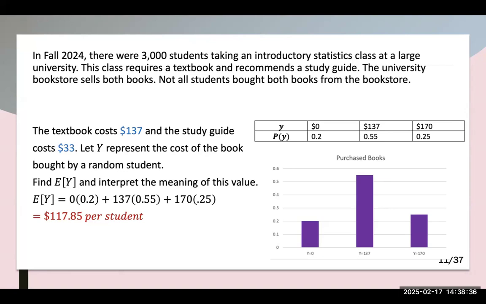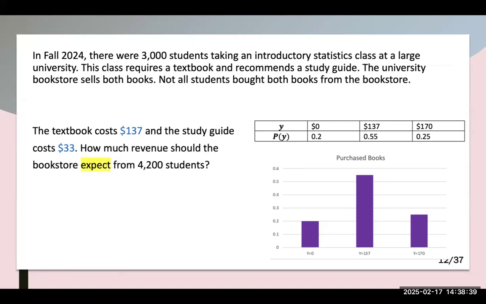How can we use this piece of information? Well, imagine if we want to know how much revenue we expect to generate from the next semester, the 4,200 students. Well, we can take 4,200 students and multiply by how much each student spends. Roughly, they spend 117.85 on average. So then we just multiply these two together and we get about $494,970. So that's how much revenue we should expect from these students.